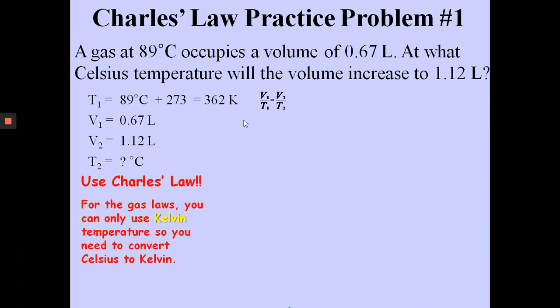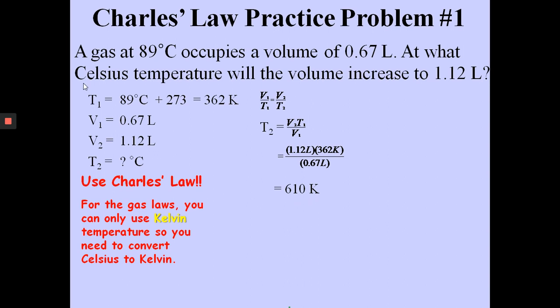So the Charles' law is going to state V1 over T1 is equal to V2 over T2. And we are solving for the T2, so I'm going to rearrange the equation using the literal equation to solve for the T2. So T2 is equivalent to V2 times T1 divided by V1. I'm going to plug in my numbers, 1.12 liters times 362 Kelvin divided by 0.67 liters. Now reporting to the two significant figures, this is going to be equivalent to 610 Kelvin.